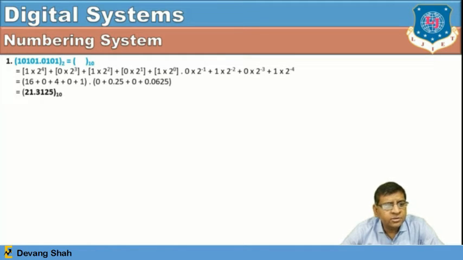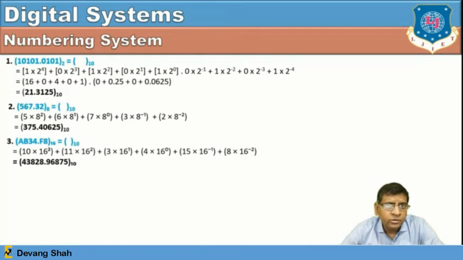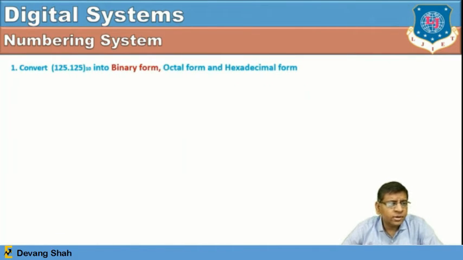So based on that numbering system, further we'll have more examples, like a binary number you have to convert into a decimal number. One of the examples is 10101.0101 binary number, which you can convert into decimal, making 21.3125. So these methods are very easy. Do as much practice as you can. Like 567.32 octal number you have to convert into decimal by using the same method. Same way, this particular hexadecimal number AB34.F8 you have to convert into a decimal number. So make enough practice of all these numbering systems.